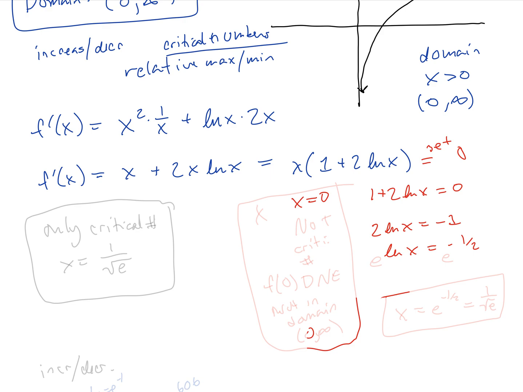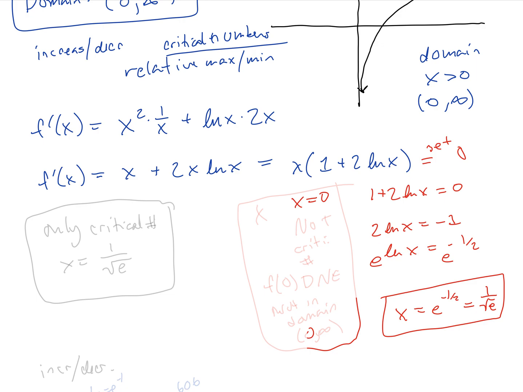And that means that x, well, we could take each side as a power of e, and that would cancel out our natural log of x because e and natural log are inverse functions. They undo each other. And so we're left with x is equal to e to the -1/2 power, or 1 over the square root of e. Okay, so this is a critical number. This is a place where the derivative is equal to 0.